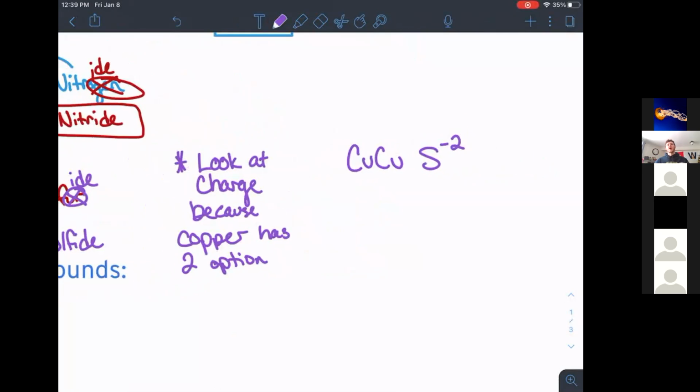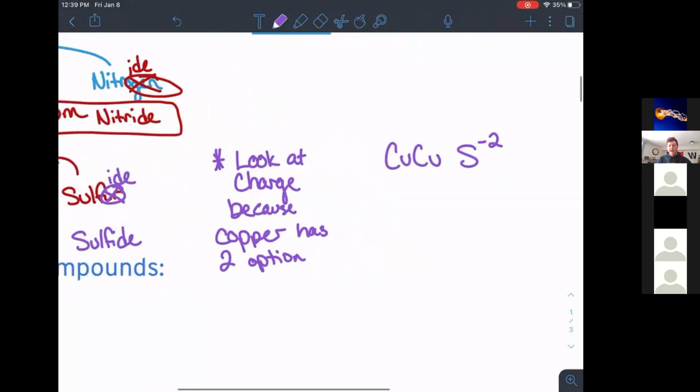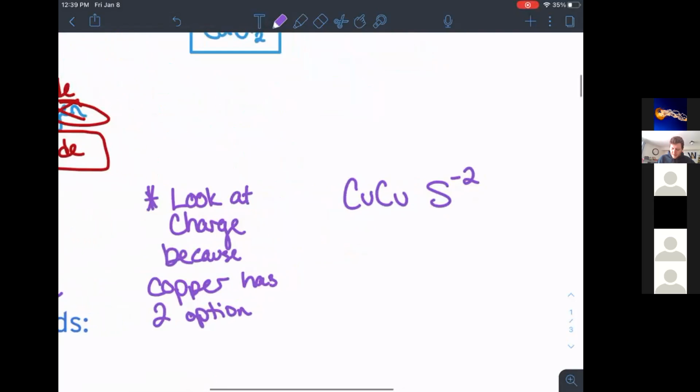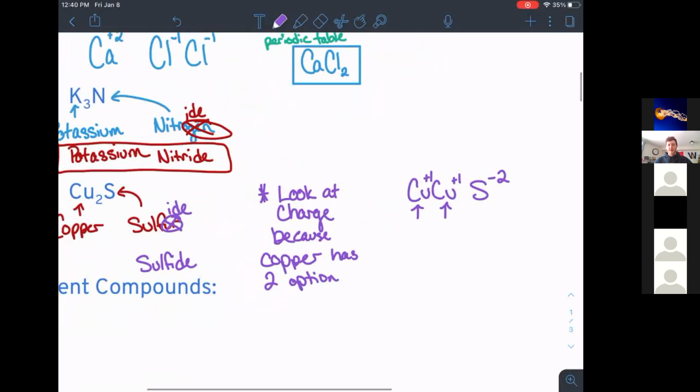And what else do we know about charges on our entire ionic compound? What do we know our charges have to do? They have to equal 0. They have to equal 0, which means that these two coppers, which have to be the same number, have to add up to balance out this negative 2. So those two coppers combined have to have what value? 1 and 1, so they can add up to a 2, and the total adds up to 0. So now we know our charge on our copper.